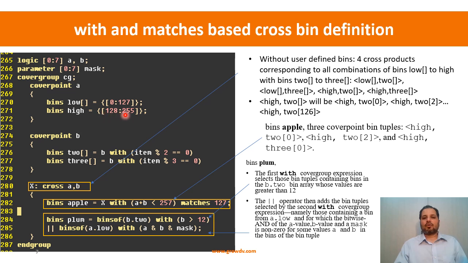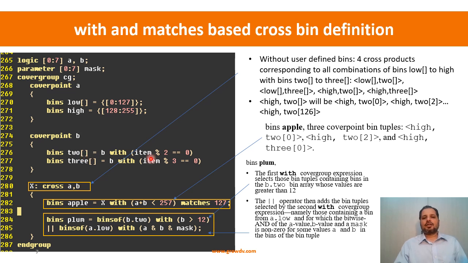This is again 128 values. When any one of the values happens in this particular range, the bin high will be incremented. Okay, then we have cover point B. This guy also has two bins. Both of them are value per bin, and then we have one mod 2 bin over here.